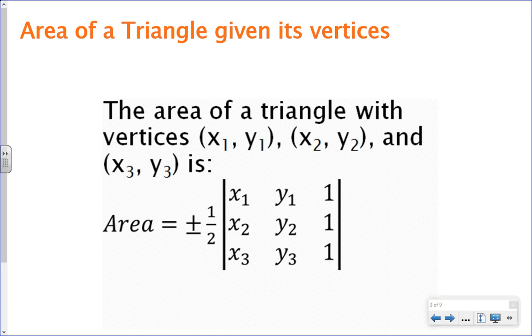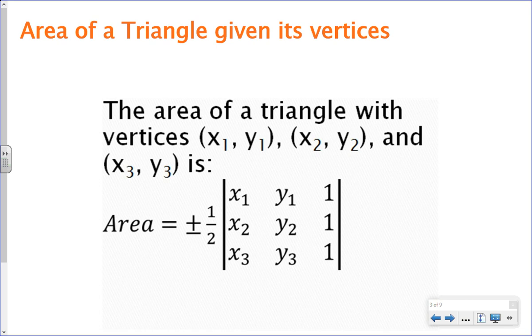Now, why is there a plus or minus out front? You can get a negative determinant, and why would that be a problem? We can't have a negative area, okay? So basically what this means is if your determinant is positive, keep it positive. If your determinant is negative, multiply by a negative, make it positive. Okay, because we have to have a positive area.